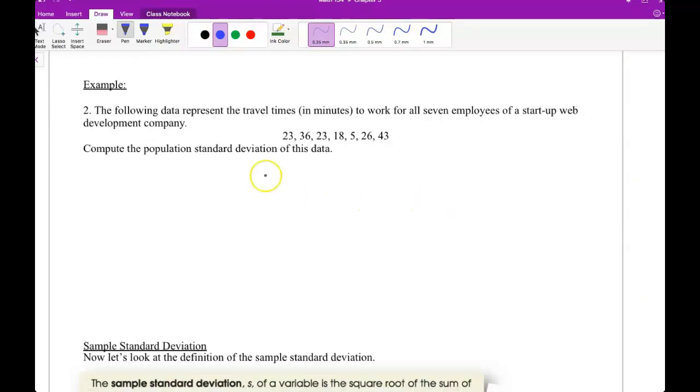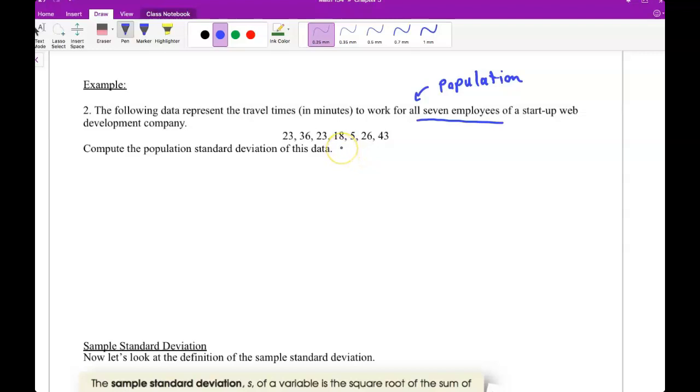Okay, now example number 2, the following data represent 12 times. Again, we have this one to work for all 7 employees. So this part is population, not sample, and we have these data. Compute the population standard deviation of these data. I'm going to use TI-84. I suggest you use TI-84 instead of StatCrunch, because on StatCrunch sometimes you may see sample standard deviation instead of population standard deviation, and it may confuse you.